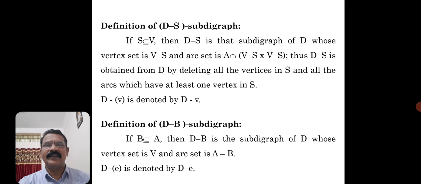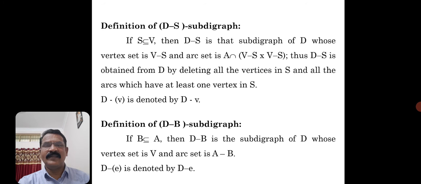And the arc set is A intersection, that is very important, A intersection of V minus S cross V minus S. See, V minus S is one set, a subset of V. So that subset you have to consider, and you have to find the product, that is V minus S cross V minus S. So that will be another set. Then you have to find A intersection this new set V minus S cross V minus S. The common elements you have to consider. So that will be the arc set of D minus S.